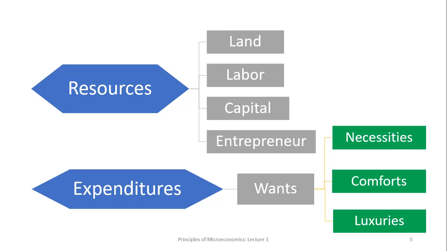Without these goods, your life is also easy, but with these goods, your living standard tends to be very high. So these are the luxuries. All the expenditures arise because of wants, and all the wants can be categorized into these three categories.